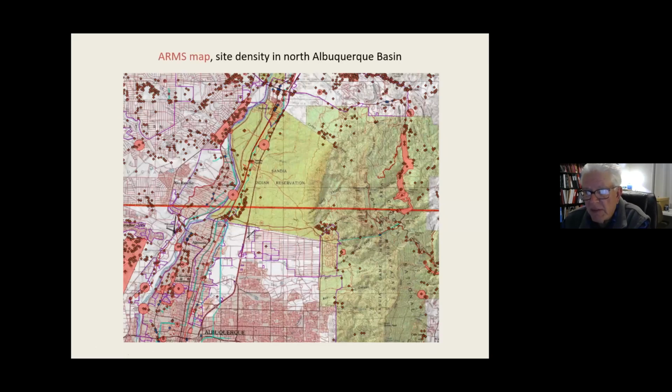All these little red dots show you from the ARMS files the density of sites in the northern part of Albuquerque. And I'm just showing this to you to impress you with the fact that there are probably thousands, or were, of Pueblo sites of various ages, all up and down the river. This is the Sandia Reservation. Oops, Kuaua is about up here. And many of these sites are known. Some of them have been excavated over the years. And many of them, of course, don't actually exist as visitable sites any longer. They're under developments and power lines and such.